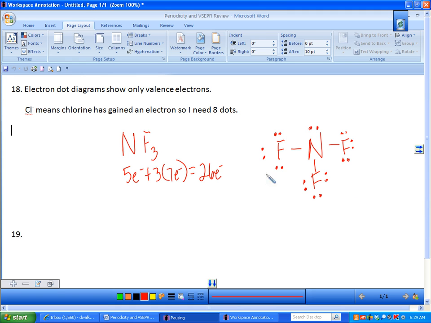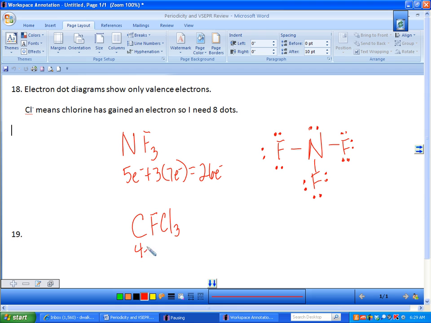Now I'm going to check the octet rule. 8 here, 8 here, 8 here, 8 here. I'm going to count again. 2, 4, 6, 8, 10, 12, 14, 16, 18, 20, 22, 24, 26. So that's NF3. And then I want to look at the very last one, which is CFCl3.